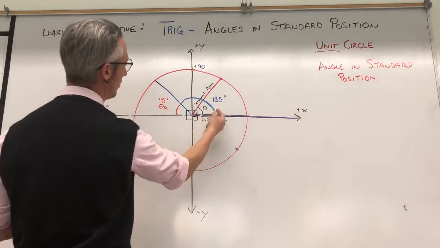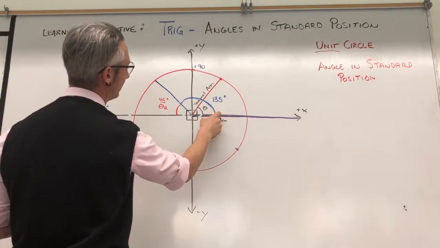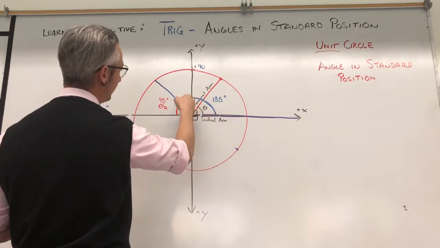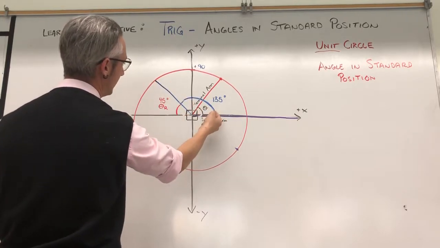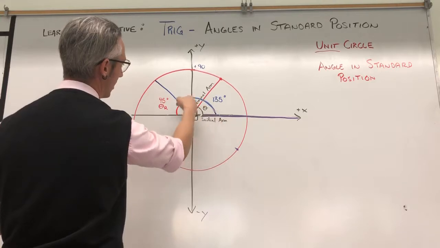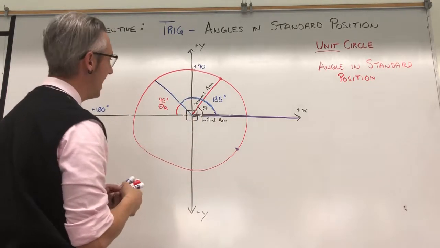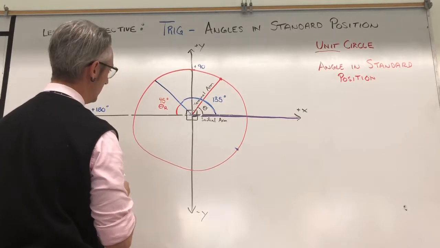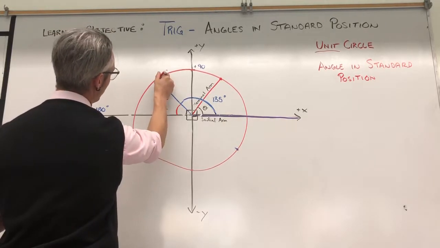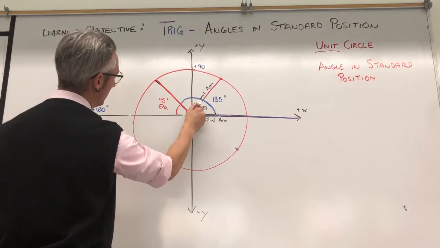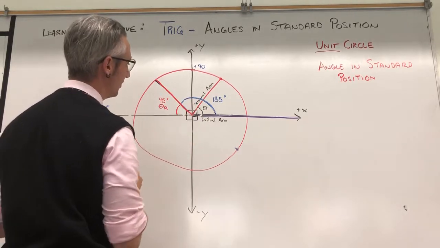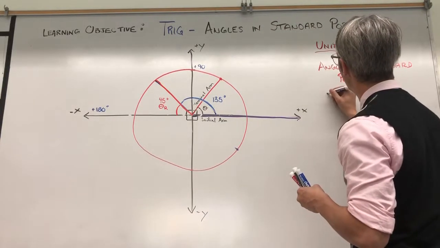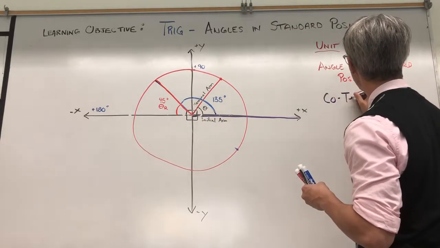But for now, you just need to know that an angle in standard position starts at the initial arm and ends at the terminal arm. And the angle is made moving in a counterclockwise direction. We can also have, for every terminal arm here, a second angle. It's called our coterminal angle.